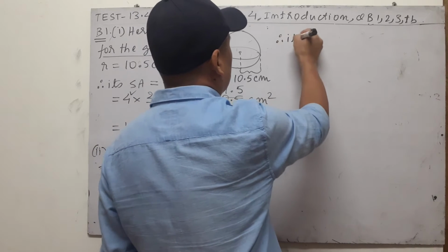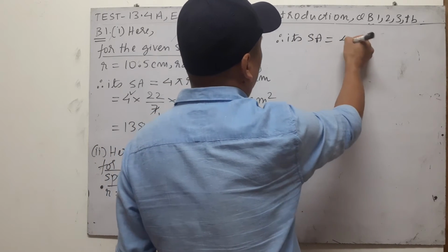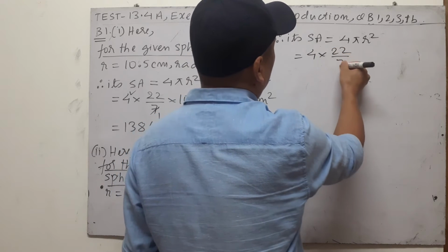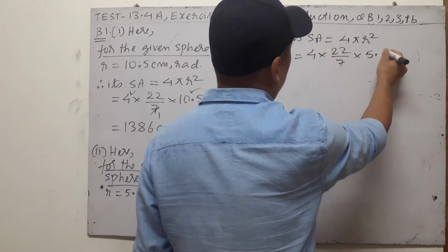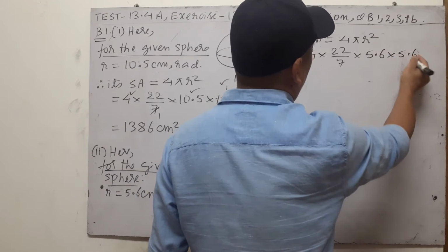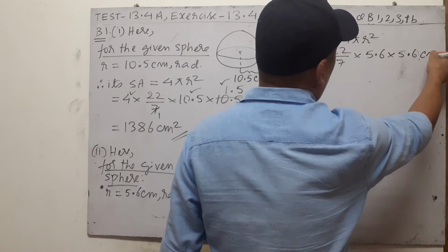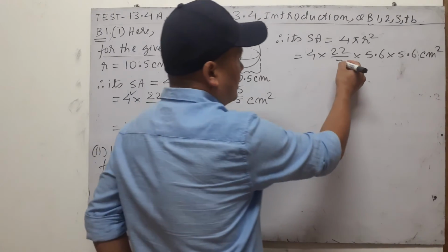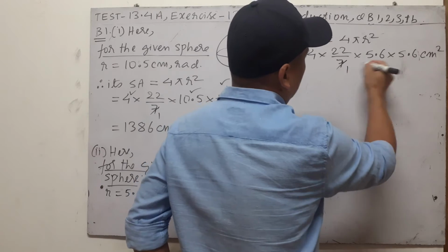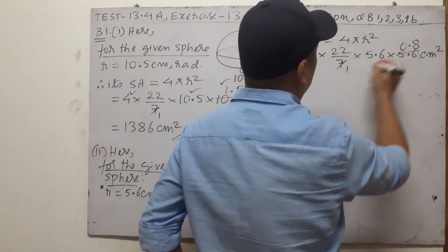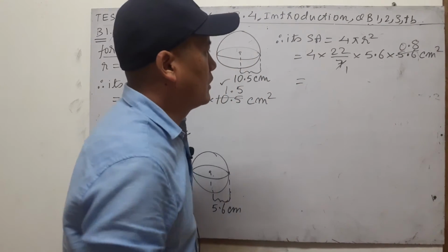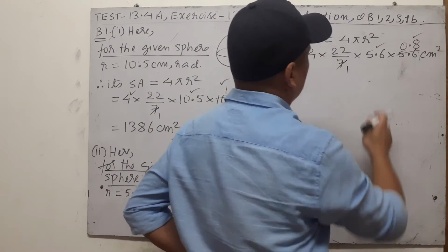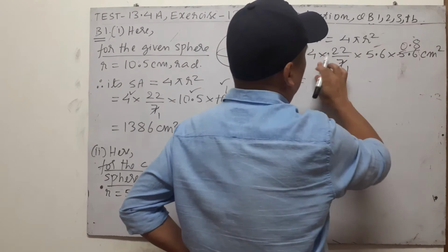Therefore, its surface area will be formula 4 pi r square. So 4 into 22 by 7 into r, which is 5.6. So 5.6 into 5.6, because it's r square and area is always 2-dimensional, so centimeter square. I can cancel this here. 7 ones are 7, and 7 8s are 56. So here, these two you can multiply if you want, or you can do it like this also. 4 8s are 32.